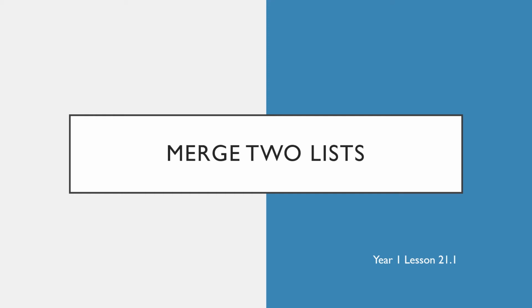Welcome back. This week you're going to learn about a couple of sorts called the merge sort and the quick sort. But this lesson isn't about sorting at all. It's about merging two lists to make a new, longer list.